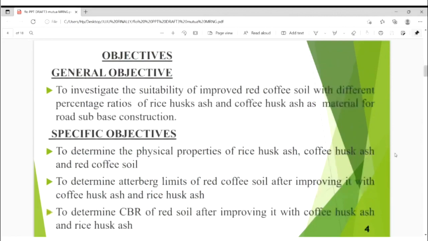Our general objective is to investigate the stability of improved red coffee soil with different percentage ratios of rice husk and coffee husk material for road sub-base construction. Specific objectives include: to determine the physical properties of rice husk, coffee husk and red coffee soil; to determine the Atterberg limits of red coffee soil after improving it with coffee husk and rice husk; and to determine the CBR of red soil after improving it with rice husk and coffee husk.